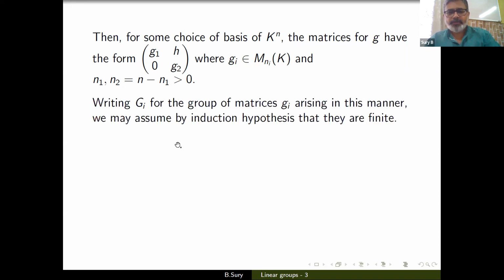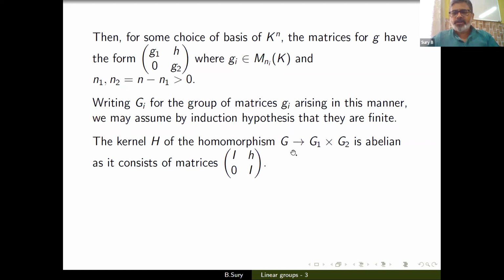Now let's see what happens. We look at this set of elements, small g1, small g2, arising in this manner. These are groups, of course, and we are going to apply induction, because when the action is irreducible, it's finite. We have already shown that. So by induction, we will assume capital G1 and capital G2 are finite. But then look at the homomorphism from the group G. G consists of such blocks: an N1 cross N1 block, 0 below, and something here. You send it to the H part, which means identity here.